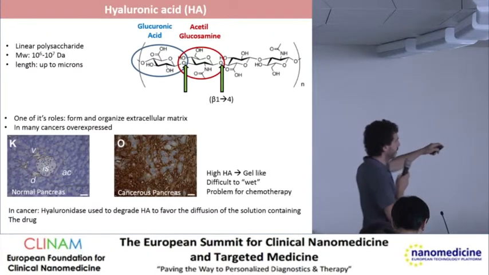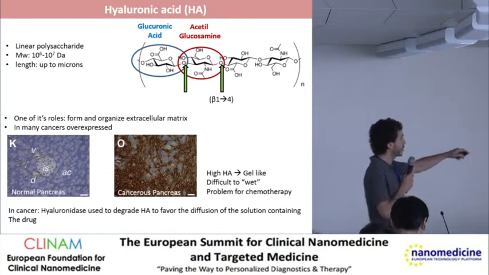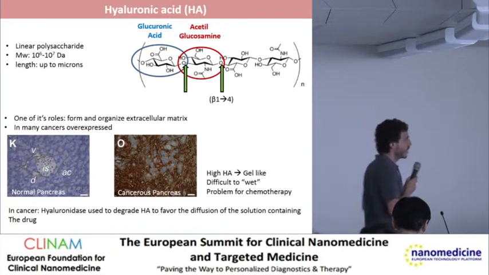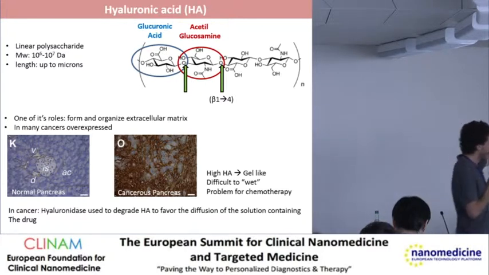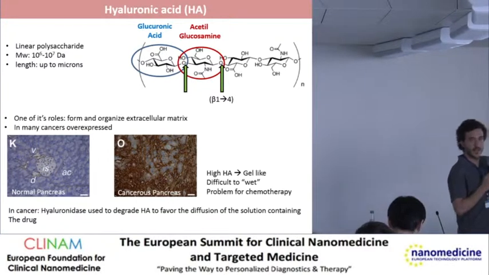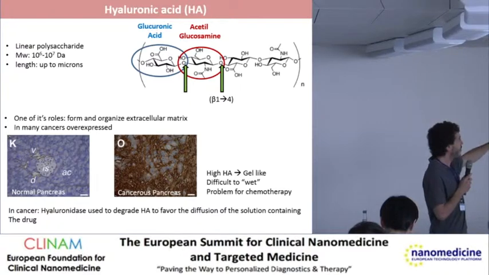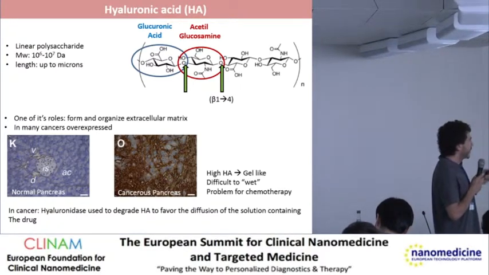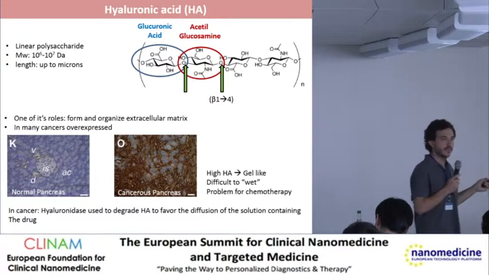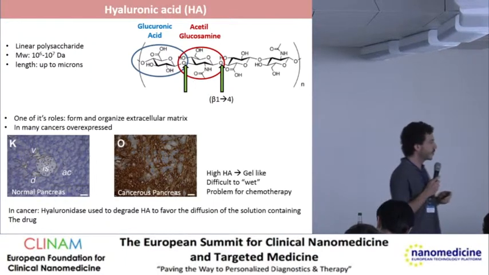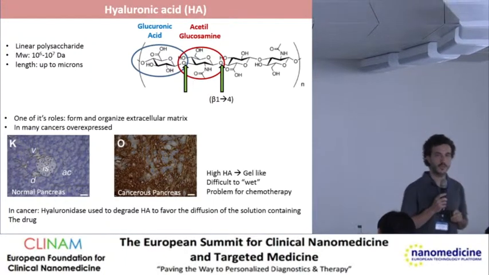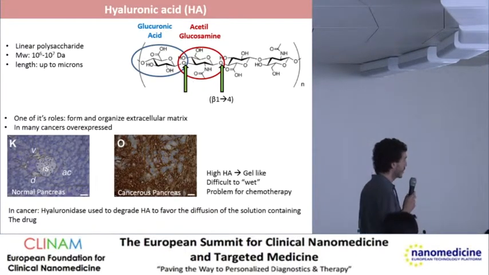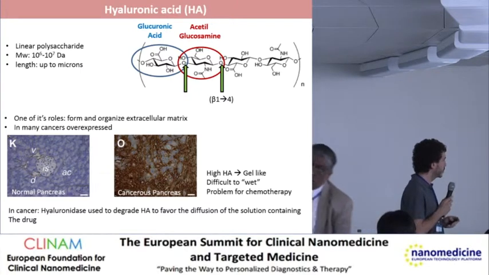Okay, so this is hyaluronic acid. It's a huge polymer. It's a linear polysaccharide. And actually the size reaches even up to 20 megadalton. And in length, it's up to microns. It has many roles, but one of the roles it has is to form and organize the extracellular matrix. It gives shape and sustainment to the tissues.